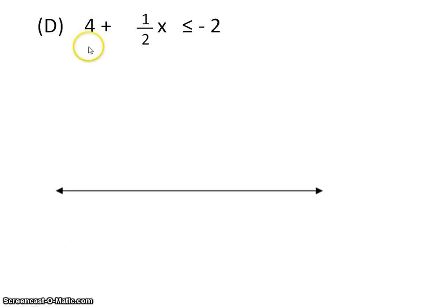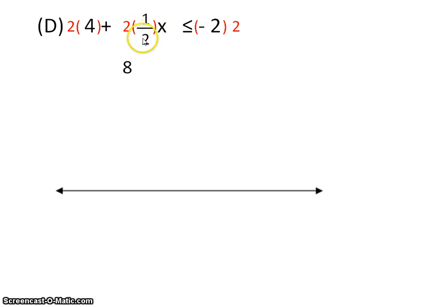In example D, I have 4 plus 1/2 times x is less than or equal to negative 2. Now when I look at this inequality, I see a fraction. And our first step in solving inequalities is to clear fractions. So I can clear this fraction by multiplying it by 2. If I multiply one term, I have to multiply every term. So I'm going to multiply 4 times 2, and this negative 2 times 2. 4 times 2 will come out to be 8.